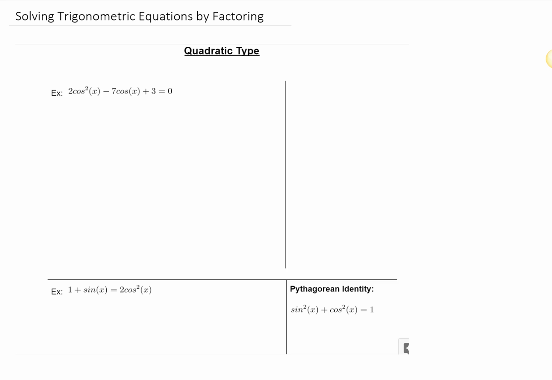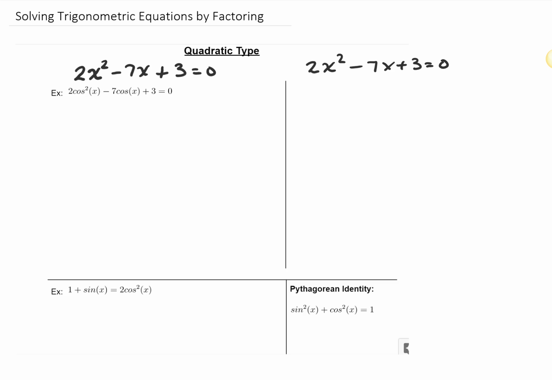It says 2 cosine squared of x minus 7 cosine of x plus 3 equals 0. So I'm not going to worry right now that this is a trigonometric equation. I'm going to relate it to algebra. Let's pretend that it's 2x squared minus 7x plus 3 equals 0. So this is a quadratic, and I'm going to write it out over on this side and work it out: 2x squared minus 7x plus 3 equals 0.